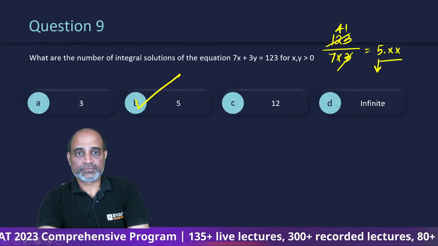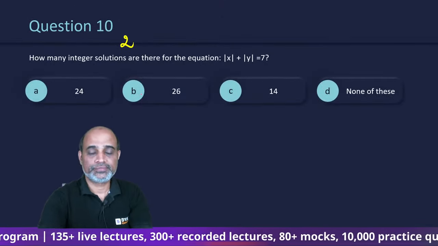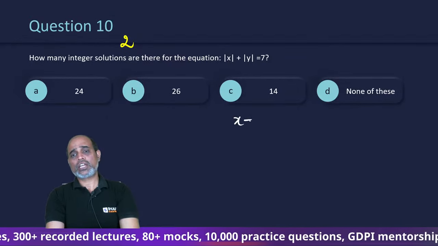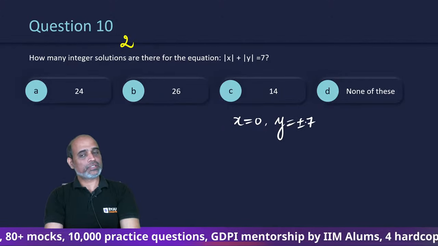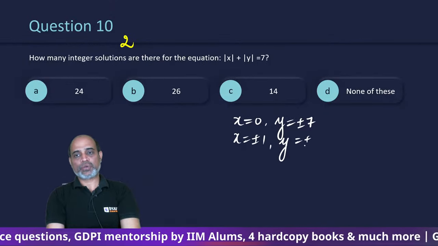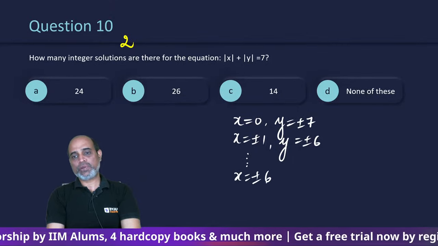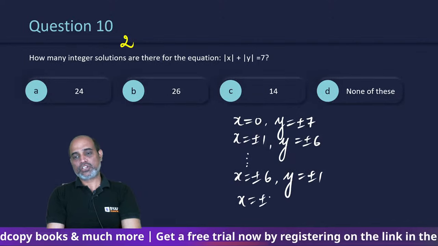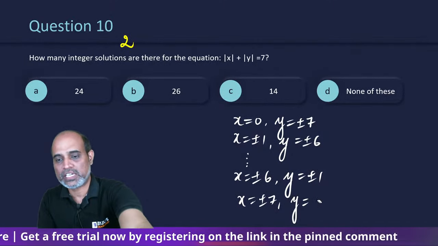Next question. It was a sitter. We have already done this. Next question. How many integer solutions exist? So अगर आप x को 0 कर लोगे तो y की वैल्यू आएगी प्लस माइनस 7. If x is going to be plus minus 1, y is going to be plus minus 6. And this will continue. X is equal to plus minus 6, y is equal to plus minus 1. And if x is equal to plus minus 7, y is going to be, there is no plus minus 0. एक ही 0 होता है दुनिया में.